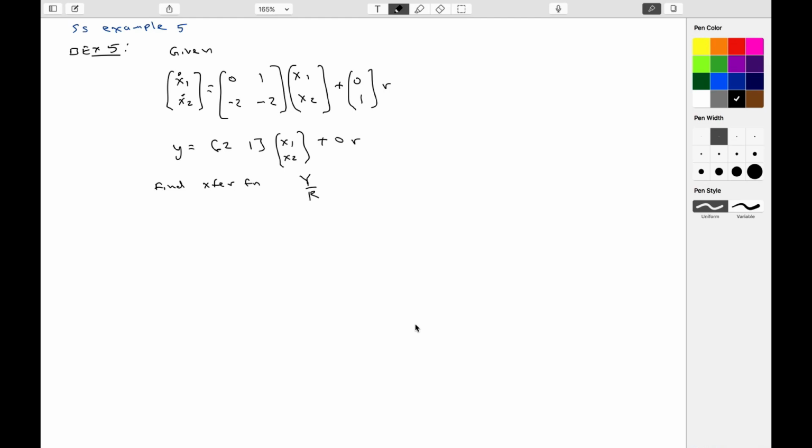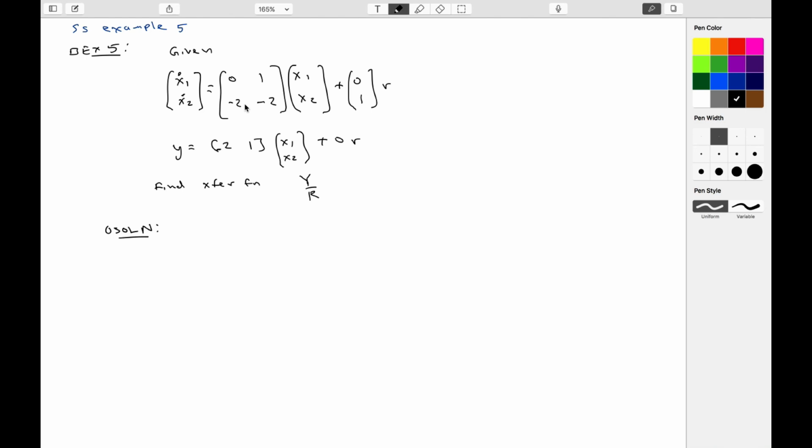This is the last example for the series of state space lectures and examples. So what we want to do is take a look at this particular state space representation. In fact, it's the same one that we found at the end of example 4, so that way we can check that we get the right answer.